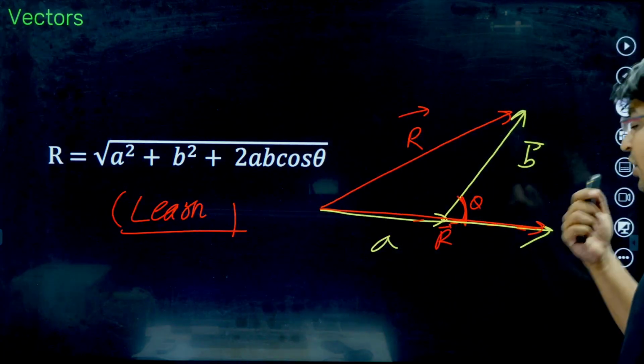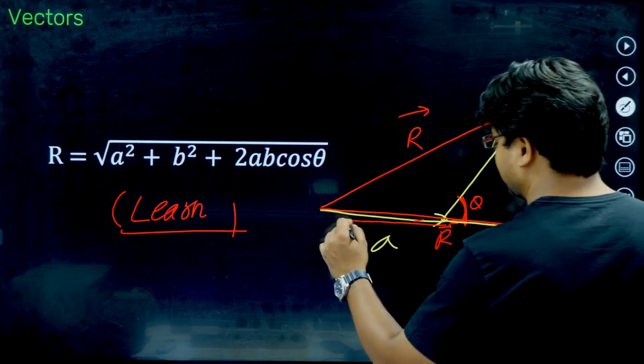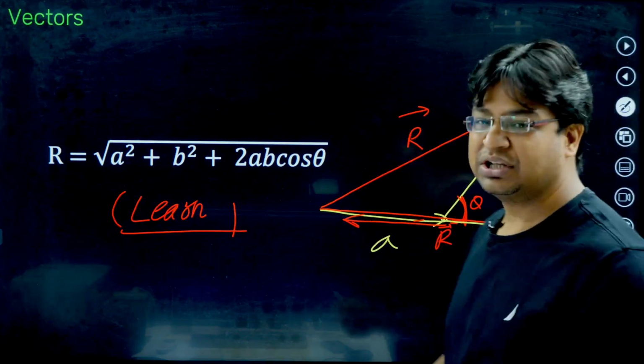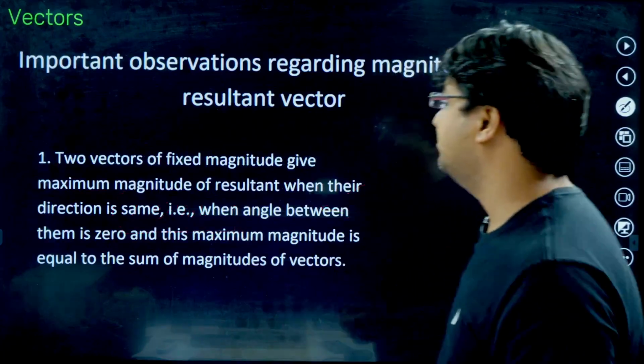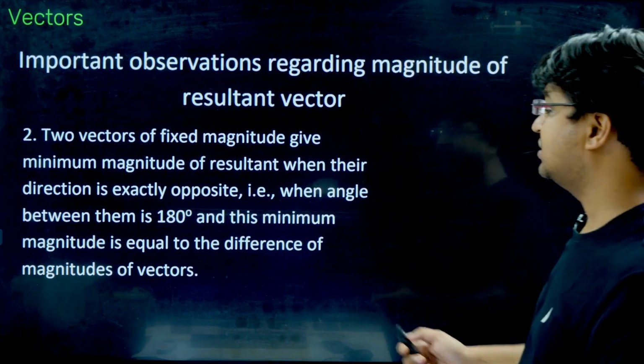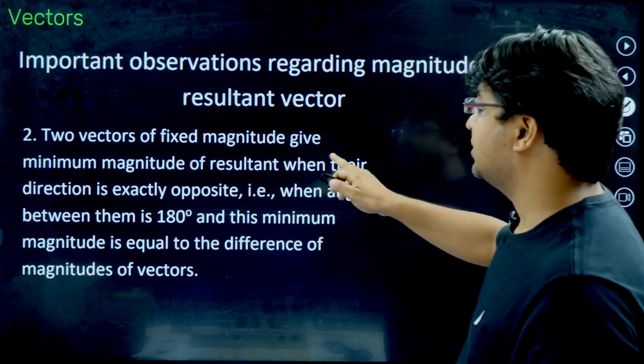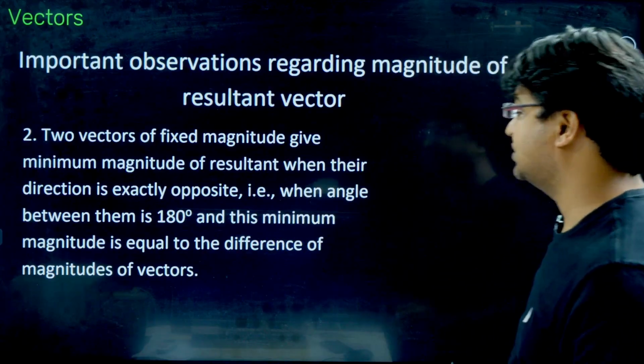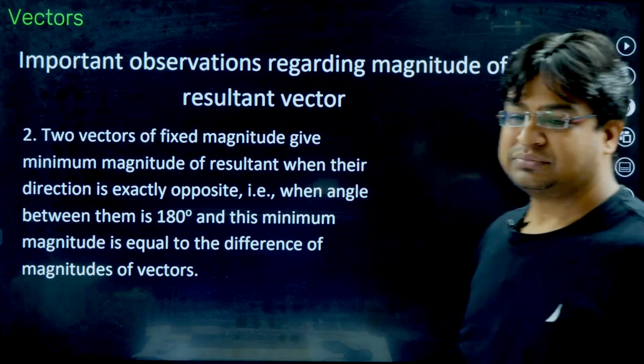On the other hand, if these two vectors were opposite to each other, in that case the resultant would have been minimum. So it's written: two vectors of fixed magnitude give minimum magnitude when their direction is exactly opposite. Getting it, everyone?